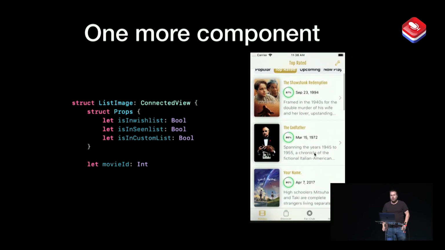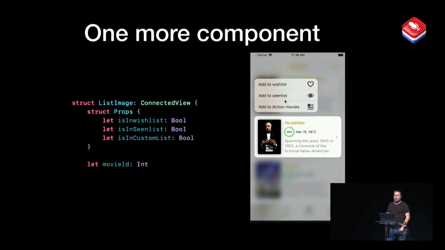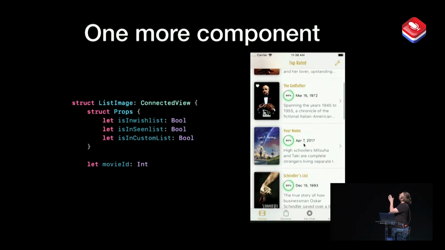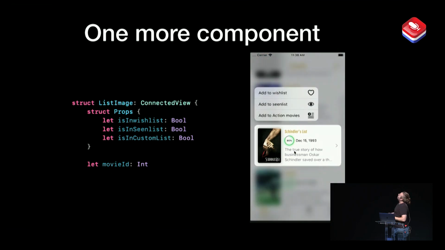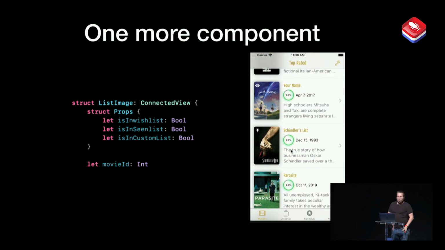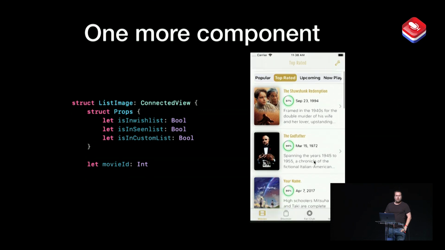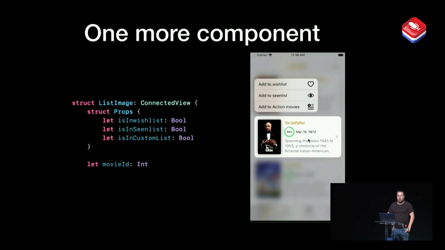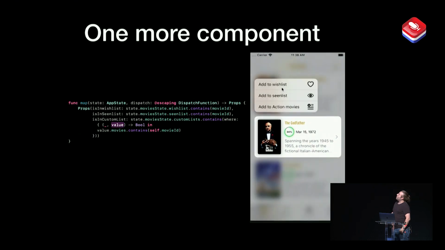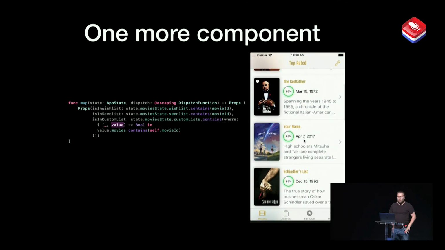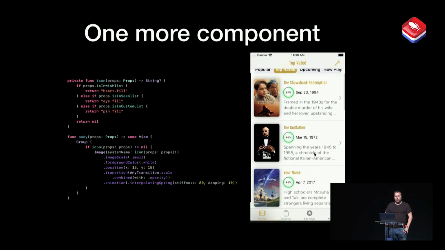Here is one more example. In this case, I want to show you the little component that controls, when you add the movie to a wishlist, for example, a wish list, it controls the image that gets displayed on the row. So this component just needs to know three things: if it's in wishlist, seen list, or custom list. Then it calls my mapStateToProps function. Same, I derive my three Booleans from my store.